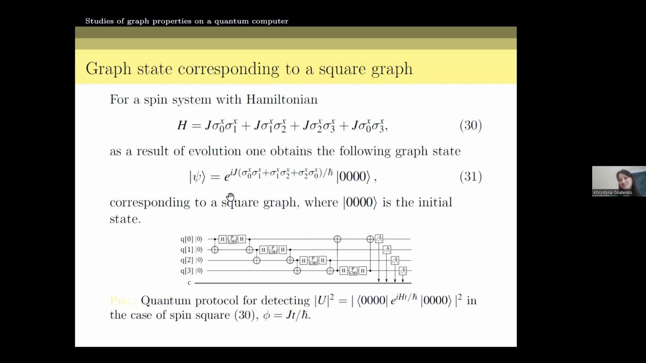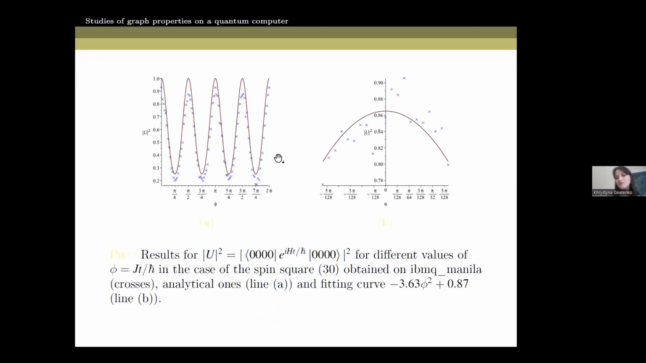Also, of course, we test our algorithm, we test this relation. For a more complicated graph, a square graph, because we would like to find the number of squares. In this case, this number is equal to 1. So we have the following Ising model, we have the following quantum graph state, we have the following protocol, very similar to the previous cases, and we have also nice results and good agreements.